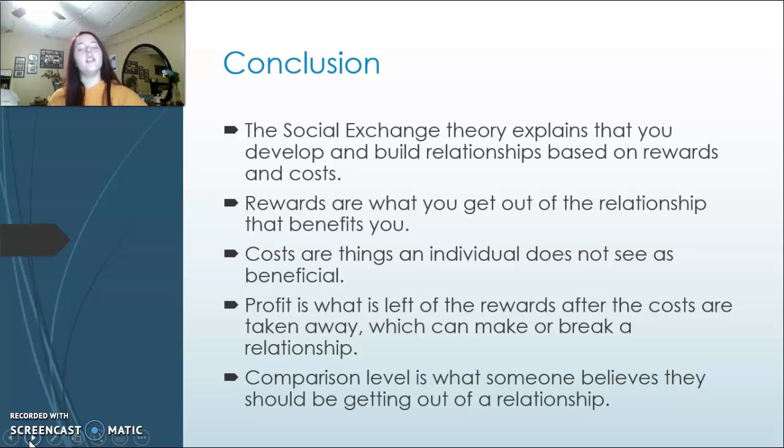All right, so in conclusion, the social exchange theory explains that you develop and build relationships based on rewards and costs. Rewards are what you get out of the relationship that benefit you. Costs are the things that individuals do not see as beneficial, things that it's taking from you. Profit is what is left of the rewards after the costs are taken away, which can make or break a relationship. And the comparison level is what someone believes they should get out of a relationship.